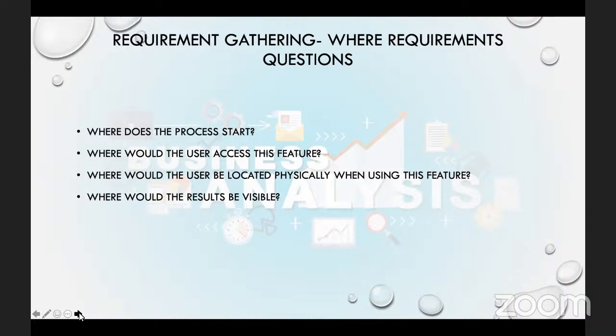So, yep. Where does the process start? Who does what to trigger the process? Where will the user access this feature? Different features, different systems, they are accessed at different places. So key question, basic question: where will the customer have to be to be able to access this feature?